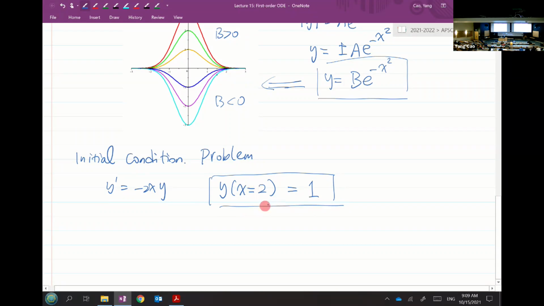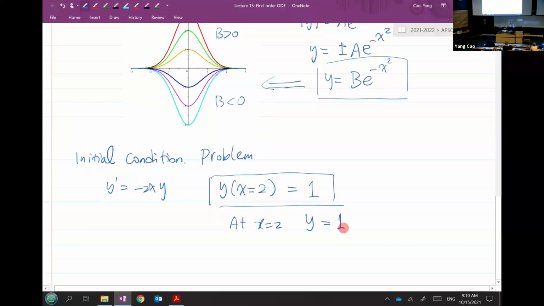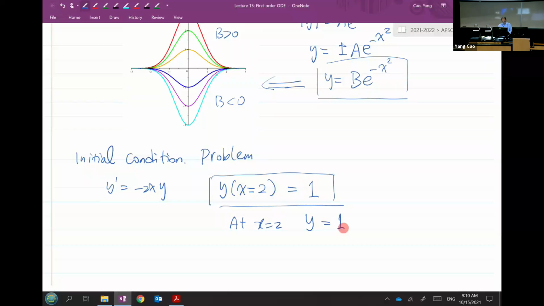Or the writing can be a little bit different. It could say, at x equal to 2, y equal to 1. That sort of thing, but it's the same meaning. So the 1 here, we call this the initial value. That's basically how it started.